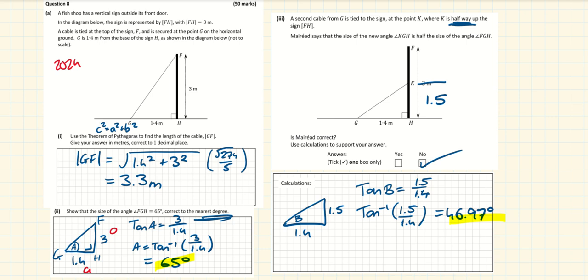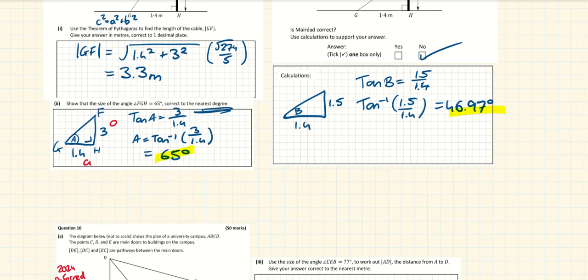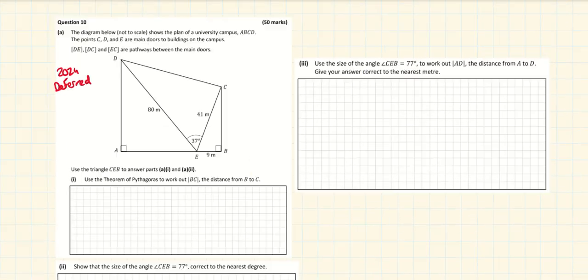The ratios don't work like that. It's not just a linear thing like that. Okay, moving on. Let's do this one here.